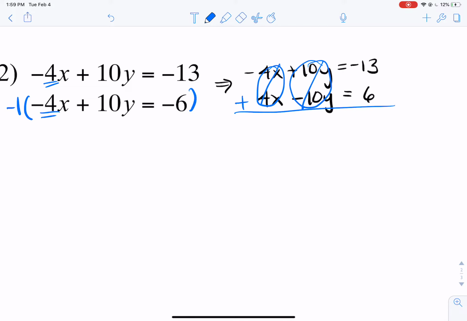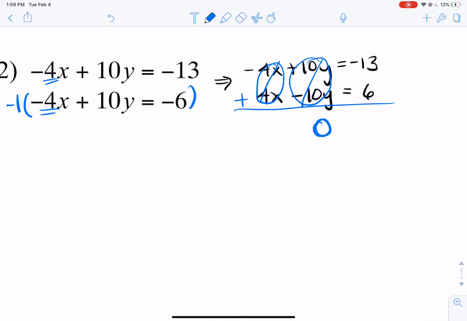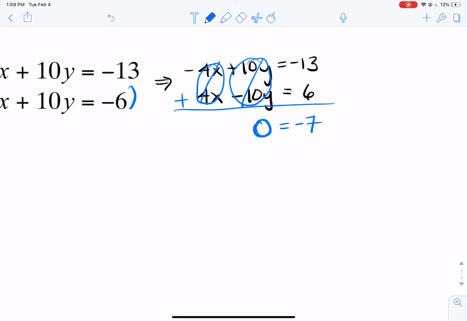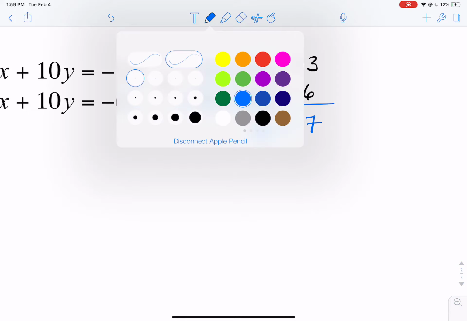So everything got eliminated over here, so we have 0. So there's just going to be either no solution or infinitely many solutions. And when I subtract negative 13 with a positive 6, which technically is subtracting, that's going to equal negative 7. Well, here I have no solution. Whenever I end up with a false statement like 0 does not equal negative 7, this implies that we have a set of parallel lines.